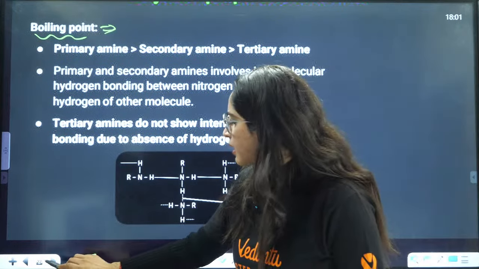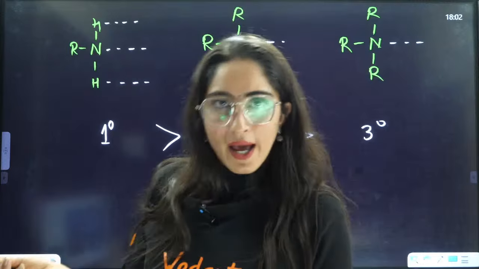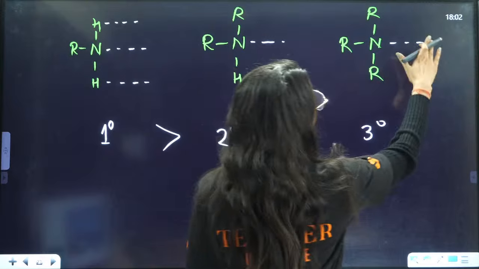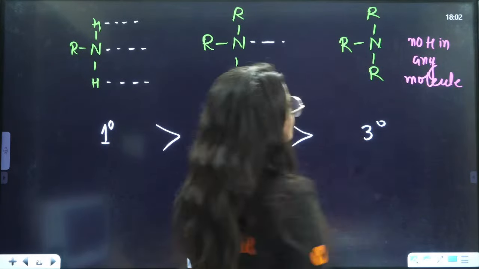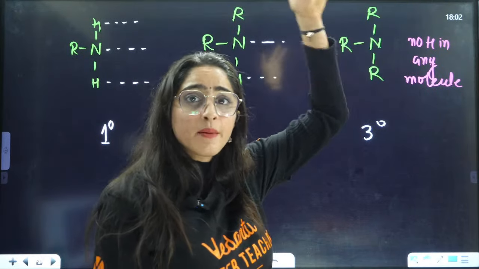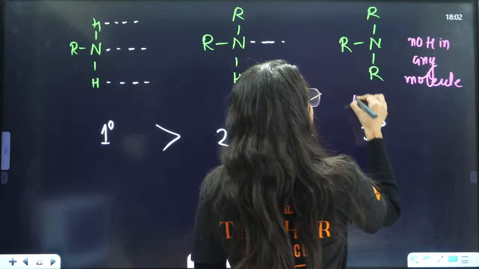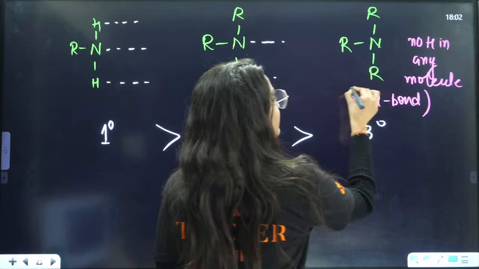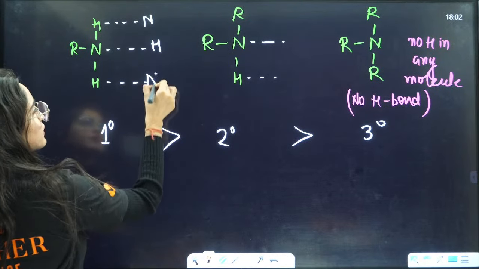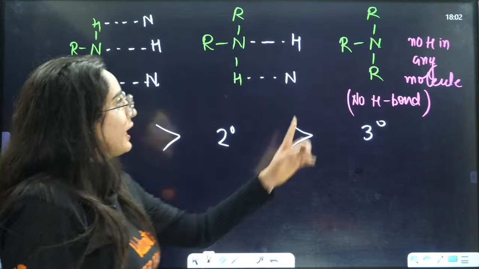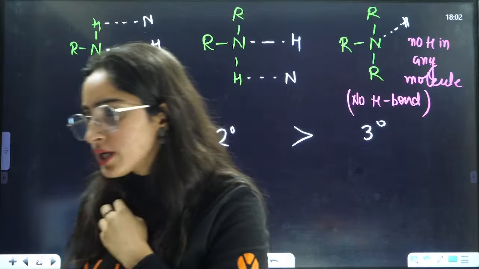Oh wait, tertiary will not show any hydrogen bonding. Reason: because for the other molecule also we require hydrogen. In tertiary, there is no hydrogen in any molecule. So this nitrogen can show hydrogen bonding, but it needs some other hydrogen, right? It does not have any hydrogen in any molecule of tertiary amine. That is why there is no hydrogen bonding. It can show hydrogen bonding with the hydrogen, but there is no hydrogen in any molecule. That is why there is no hydrogen bonding, right?